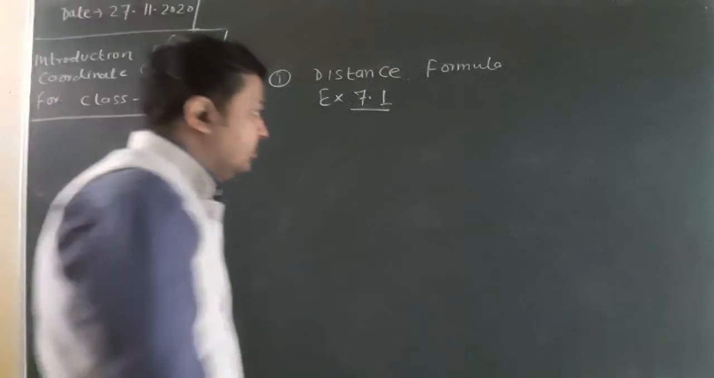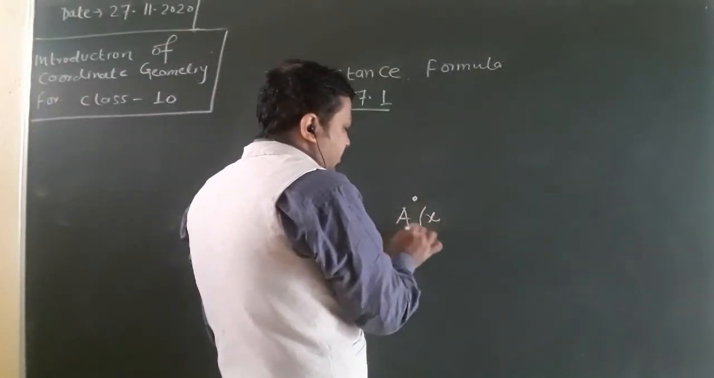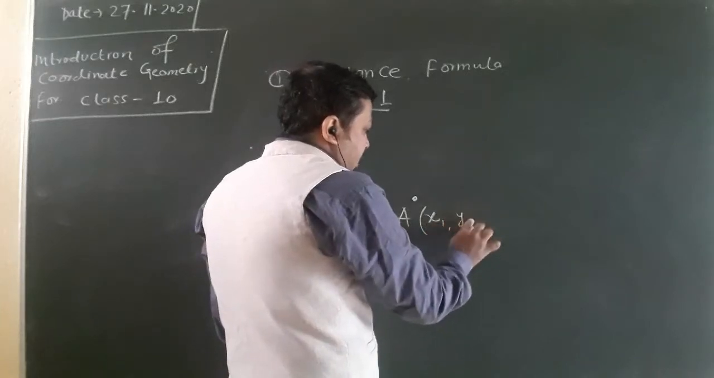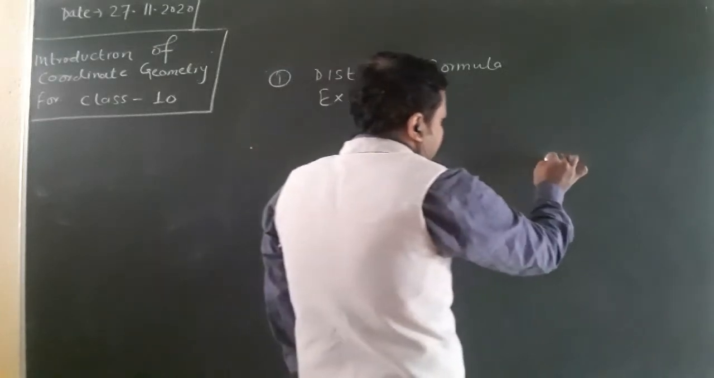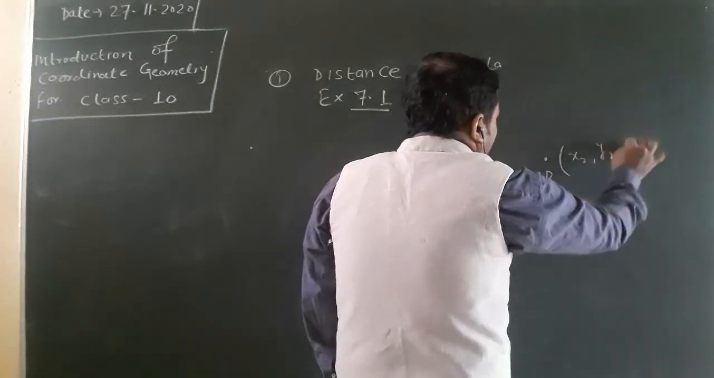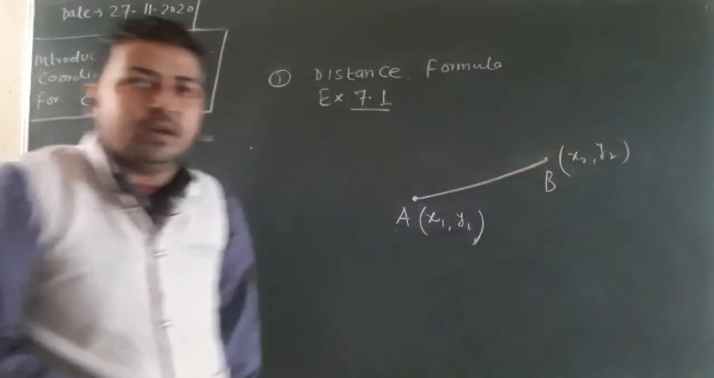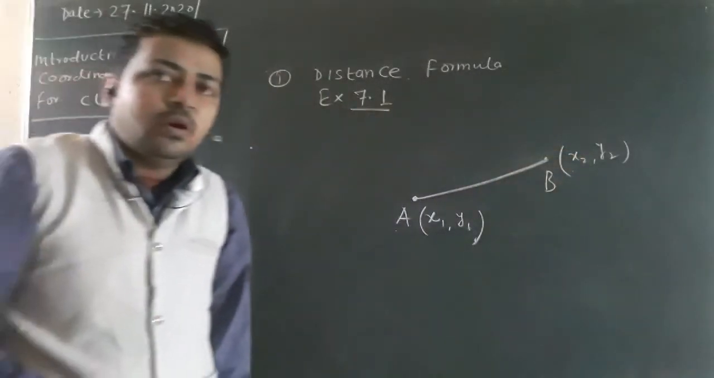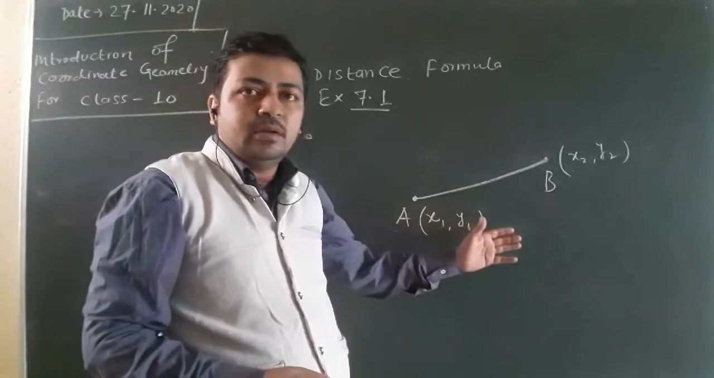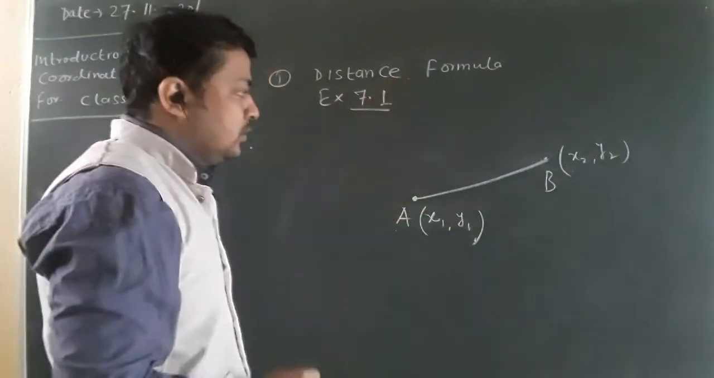What is the distance formula? Suppose this is point A, with coordinates (x1, y1), and this is point B. The coordinates of this point are (x2, y2). Now you have to find the length of AB. If you want to find the length of AB, you have to use the distance formula.